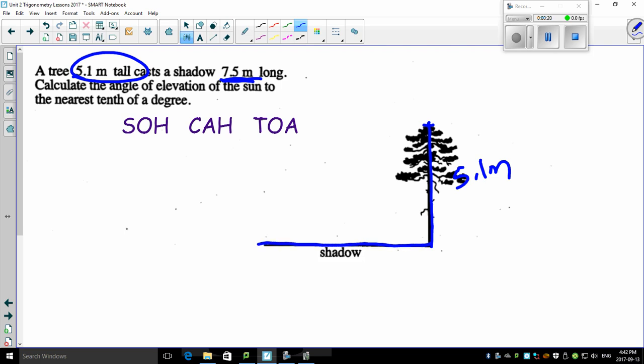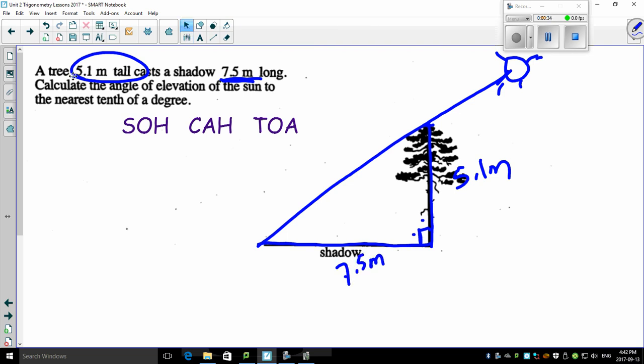There's the shadow. Why? Because the sun's probably somewhere over here and the beam of the sunlight is casting your beautiful shadow like that. Your tree grows at a 90-degree angle and your shadow is 7.5 meters long. This question asks you to find the angle of elevation. So if you're standing right here, and there's your eyeball, the angle of elevation is the angle going upwards. Right there.